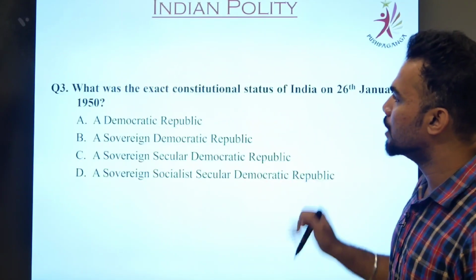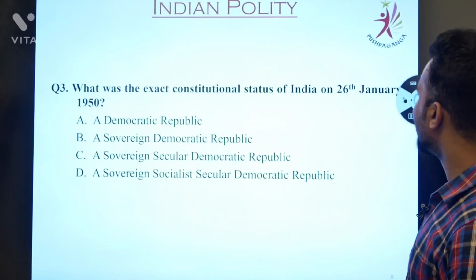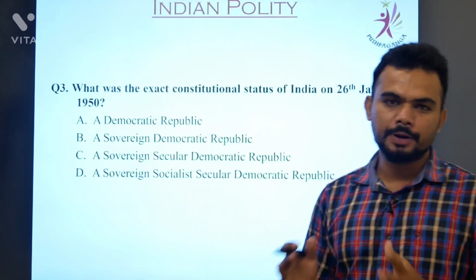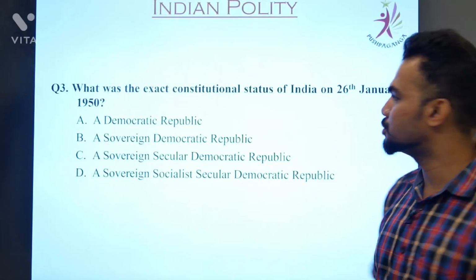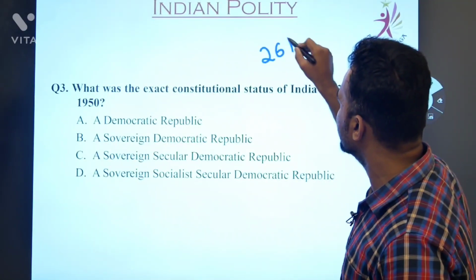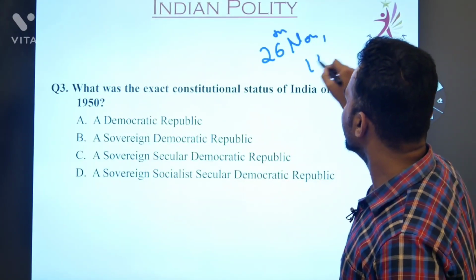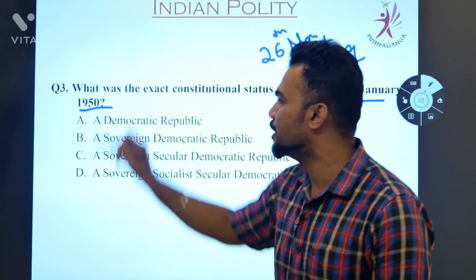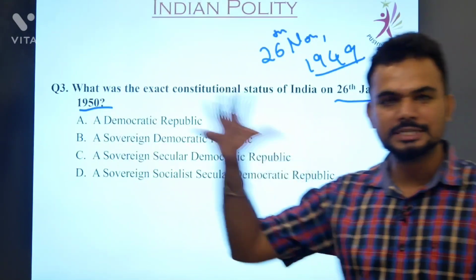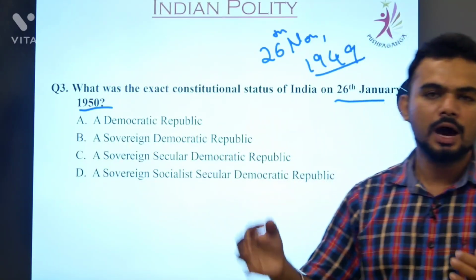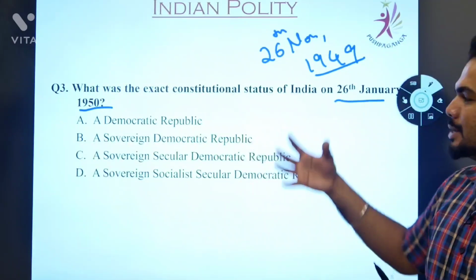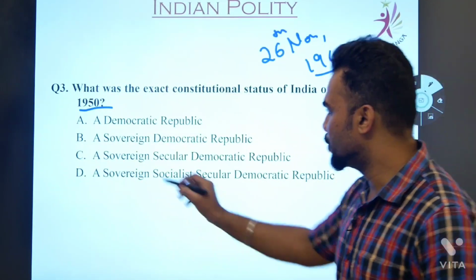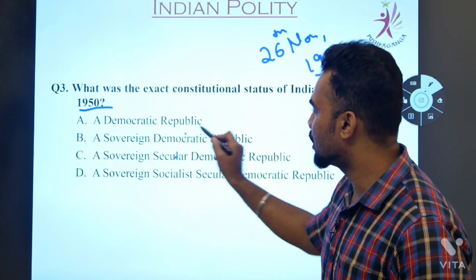So now, we'll move to the next question. What exactly was the constitutional status of India on 26 January 1950? We know that the Constitution was adopted on 26th November 1949, but the Constitution came into force on 26 January 1950. It speaks about that in the preamble. We know that the preamble was the last thing that was taken into the Constitution. It's a straightforward question, a simple question, so no trick in this. We know that India is a sovereign democratic republic.